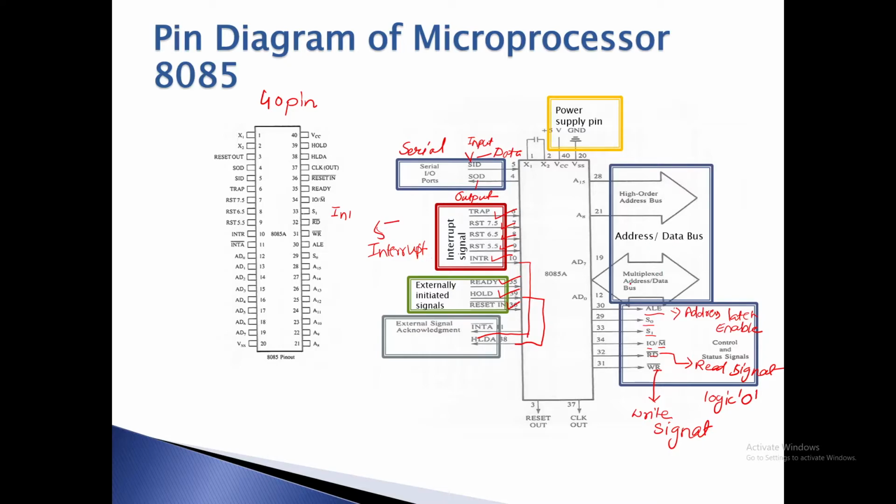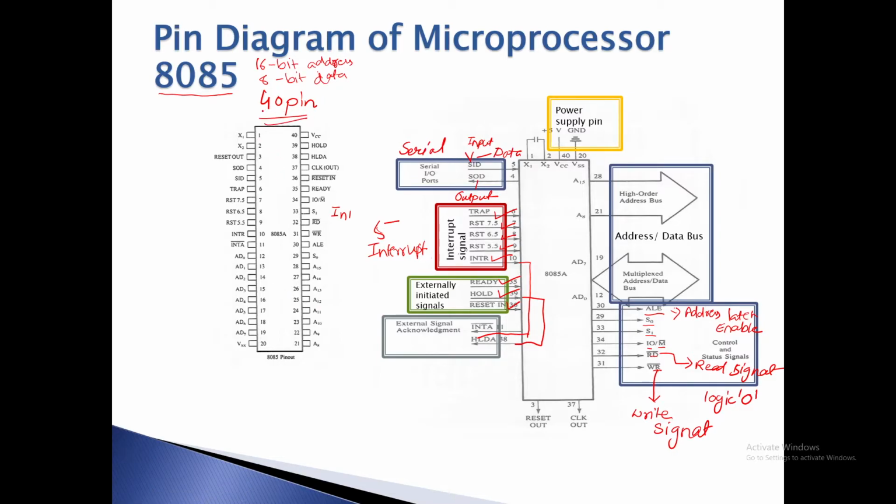Then we have an address bus and data bus. Here we can see the address bus and data bus has been multiplexed. We know that microprocessors, especially the 8085, have a 16-bit address bus, an 8-bit data bus, and a 40-pin package.